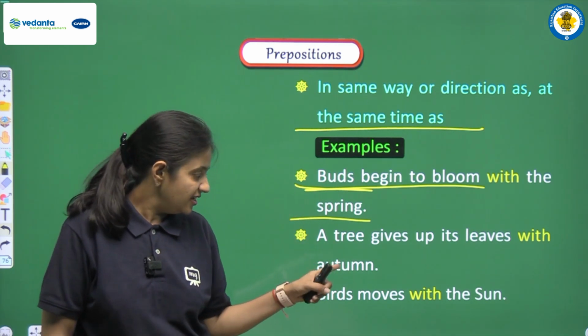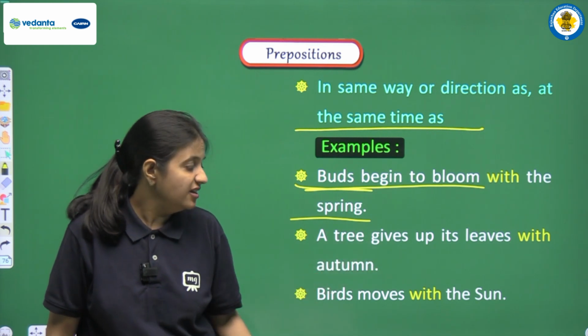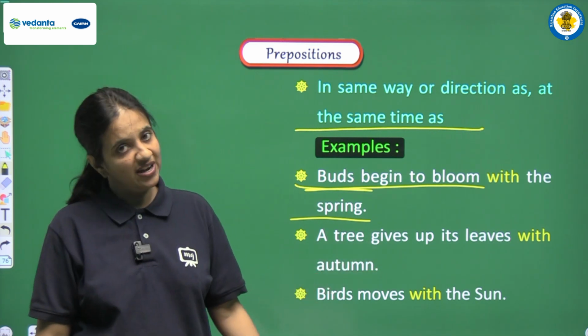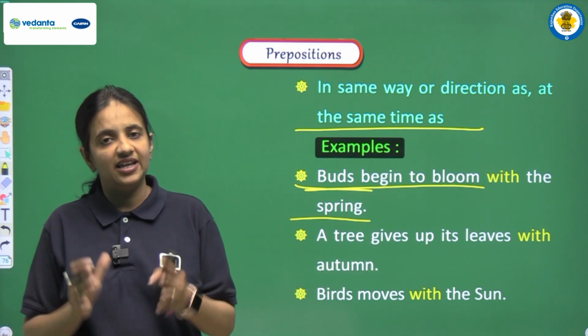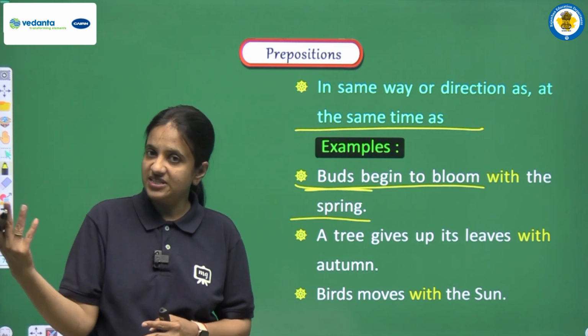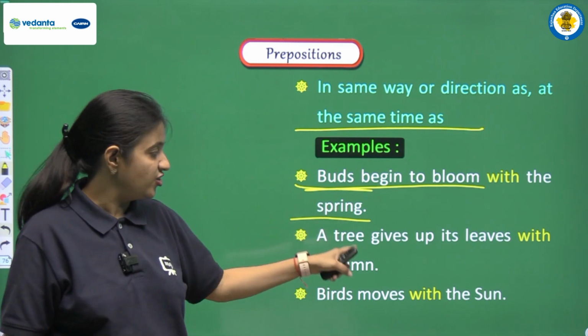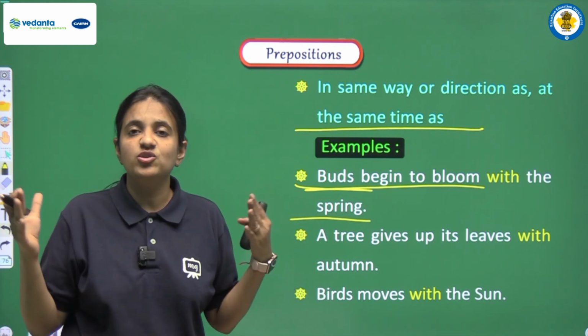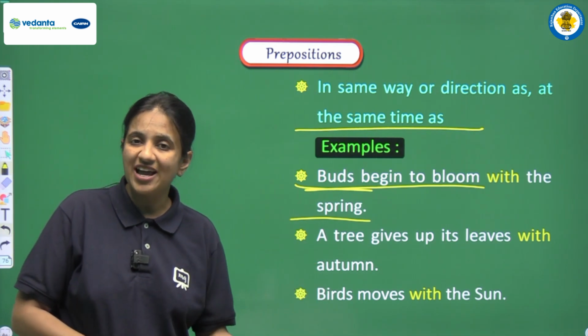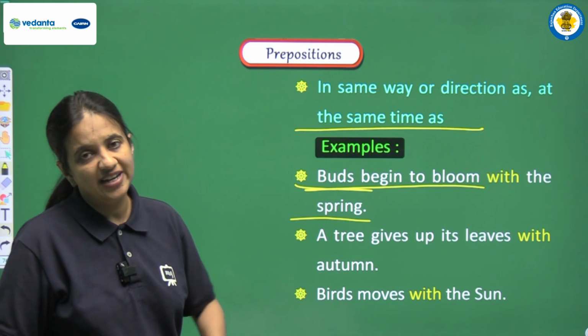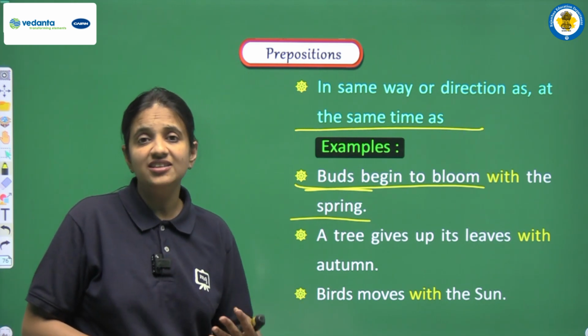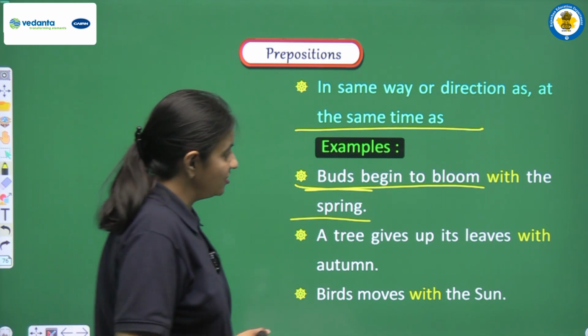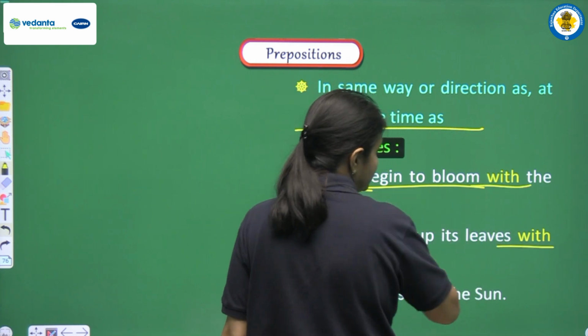Okay. Next is, a tree gives up its leaves with autumn. Again, we are trying to show two different things: one, there is the autumn season, and the second is that the trees give up their leaves. Okay, so these two things actually happen together at the same time, right? So we are trying to indicate the same time, the same direction, the same action, and this is the reason we are having with here in these examples.